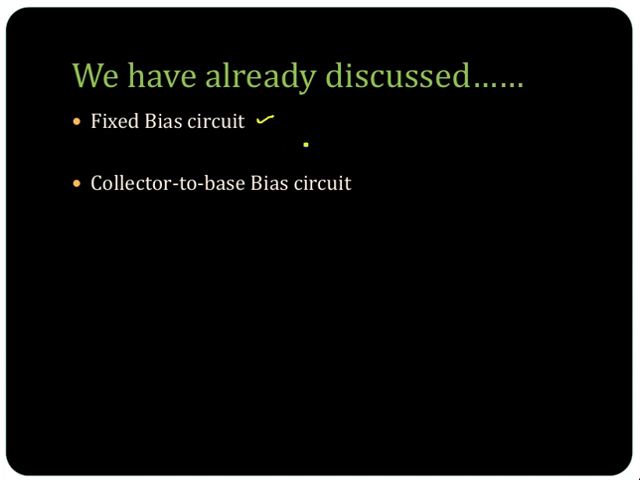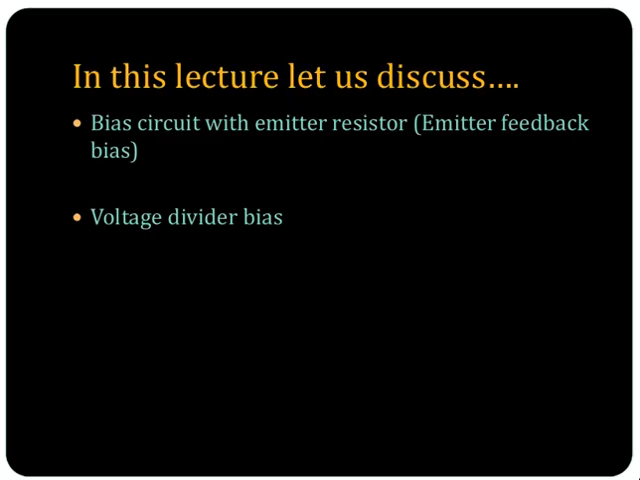And as I said, we are going to look for a better biasing circuit, which we can treat as a general biasing arrangement for a transistor amplifier in common emitter configuration. Now in this lecture we are going to discuss bias circuit with emitter resistor or emitter feedback bias and voltage divider bias.